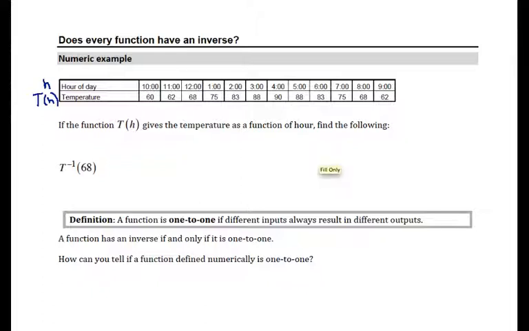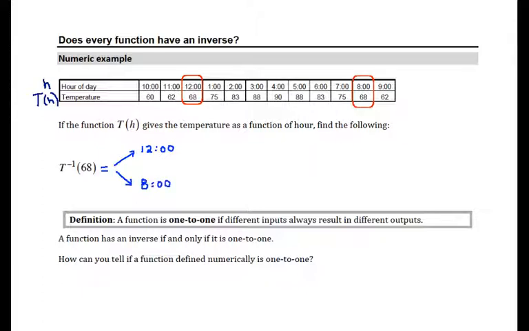Looking at this example here, we want to evaluate T inverse of 68, and we can see from our function that we have two different inputs to the function T that both give us an output of 68. Therefore, if we're trying to evaluate this, we get two different results, 12 o'clock and 8 o'clock.